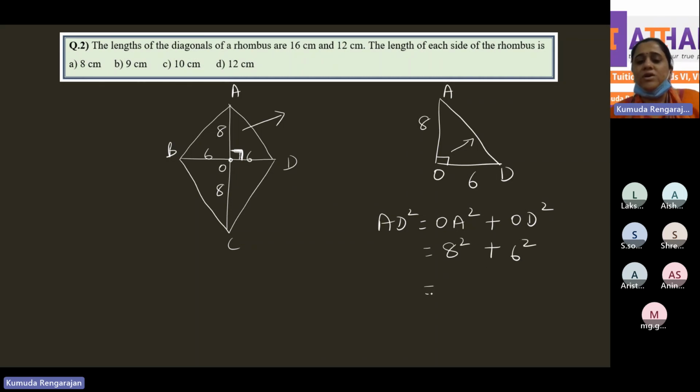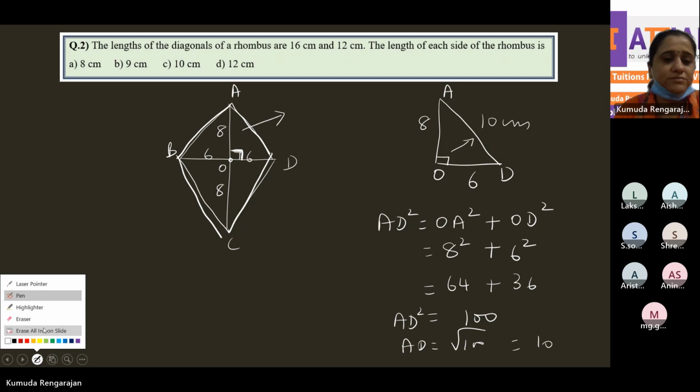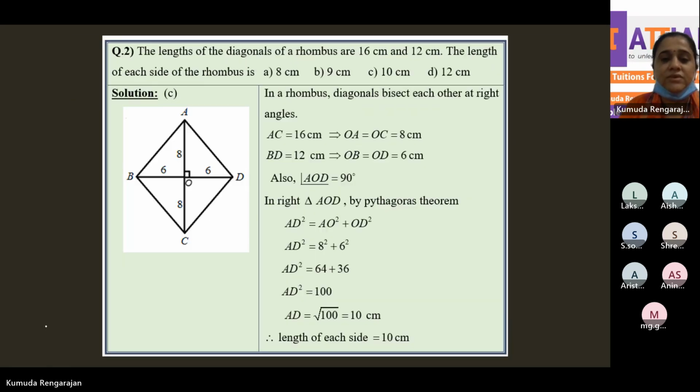What is 8 square? 8 into 8, 64. 6 into 6, 36. 64 plus 36, 100. AD square is 100. AD is equal to the square root of 100, which is 10. So AD is 10 centimeters, meaning each side of the rhombus measures 10 centimeters, because in a rhombus all sides are equal. That's what is here.